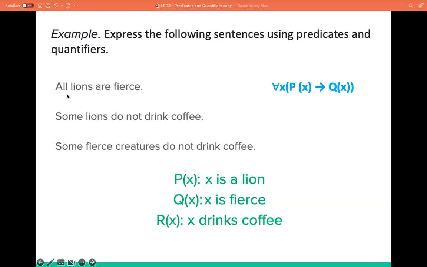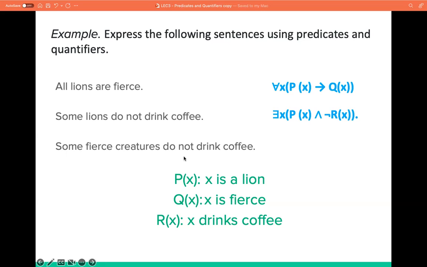As you can see, it states all lions, meaning for all x such that x is a lion, P of x, the lions are fierce. So meaning if x is a lion, then x is also fierce. Then, some lions do not drink coffee, and you can see a clue here. Some means there exist lions P of x such that they do not drink coffee. So we have to negate this statement.